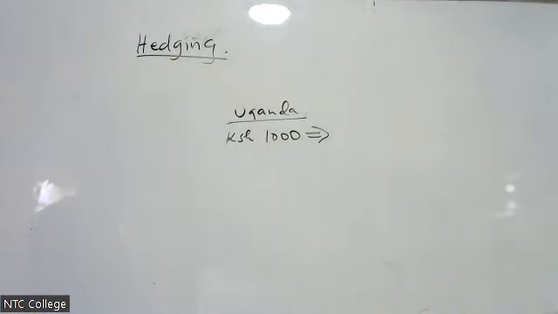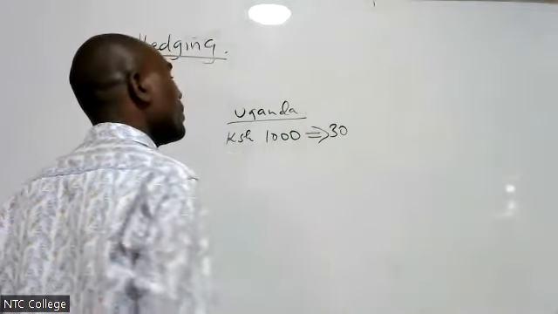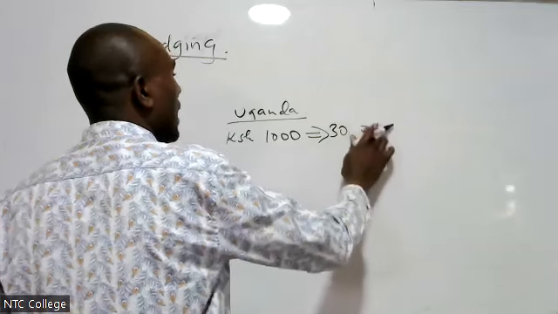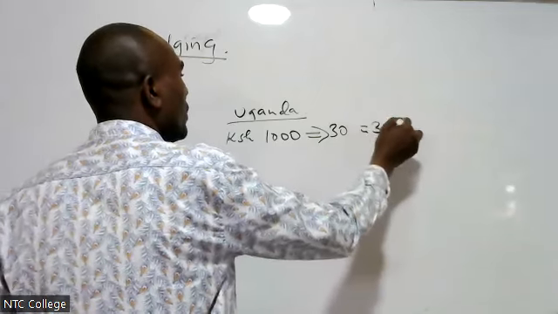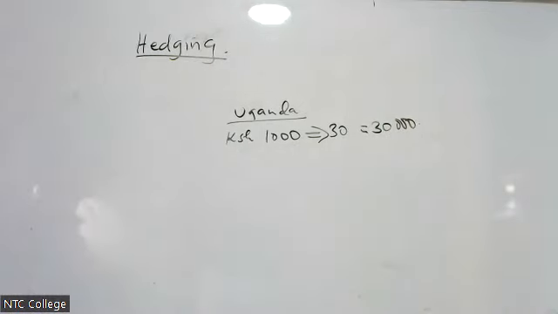When I go to Uganda, I find that the exchange rate is 30 shillings. Therefore, it means that I will have 30,000 Uganda shillings when I go to invest there. That is on 1st January. I want to invest Kenya shillings 1 million in Uganda. Of course, I will not take Kenya shillings to Uganda. I will translate to Uganda shillings. How much is the exchange rate? The exchange rate is 30.